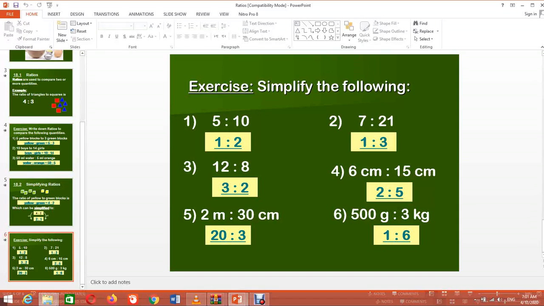And then 4. 6 centimeters to 15 centimeters. 3 will cancel 6, 2 times; 3 will cancel 15, 5 times. So the ratio is 2:5. Then question 5. 2 meters to 30 centimeters. Don't forget that 100 centimeters is equal to what? 1 meter. So you have to change 2 meters into centimeters, and that will give you 200. So you have a ratio of 200 centimeters to 30 centimeters.